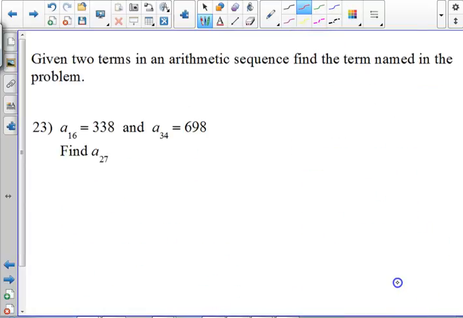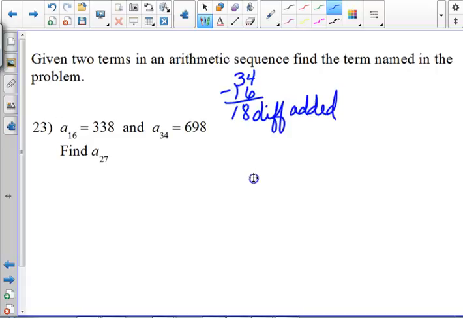Number 23. This is where they start getting a little messy. If they only give us the 16th and the 34th term, we've got to use a little thinking, right? From 16 to 34, 18 differences were added on. Does that make sense?